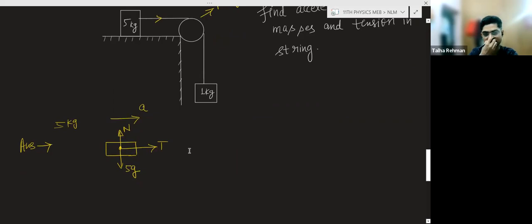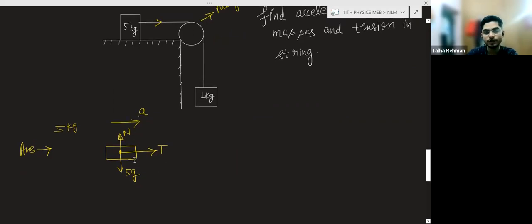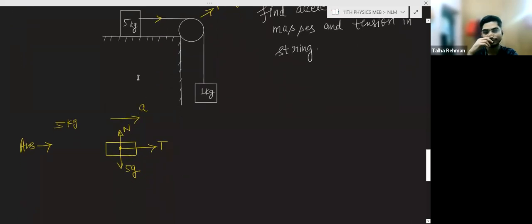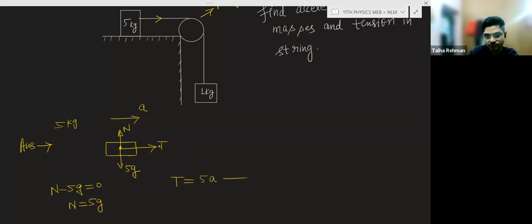So now there will be no motion along the y direction. There will be no motion along this direction, y direction. So net force along y direction will be 0, means N minus 5g is equal to 0. So N is equal to 5g. Okay, N is equal to 5g. But what is the net force along the x direction? That is T. And this net force is equal to mass into acceleration. So this is your equation number 1.